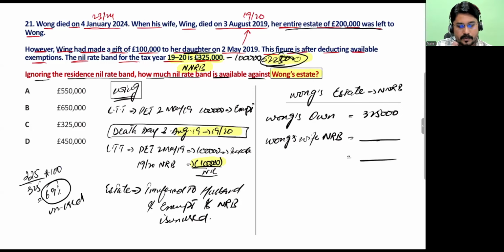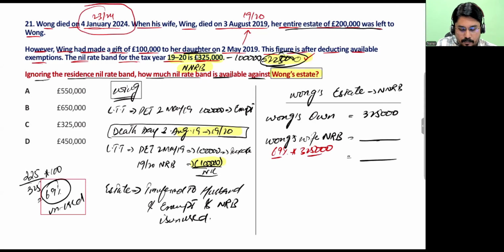Remember from the conceptual discussion, we don't want the amount of the unused nil rate band. In effect, we want the percentage of unused nil rate band, and that percentage is multiplied with the nil rate band of the remaining spouse's death. So this person died on 4th Jan 24 in the fiscal year 23-24. For this year, the nil rate band amount is 325,000, which is multiplied with the unused nil rate band percentage. This is giving us 225,000, and adding both the values, we get 550,000, which is the total nil rate band available at the time of Wong's death.